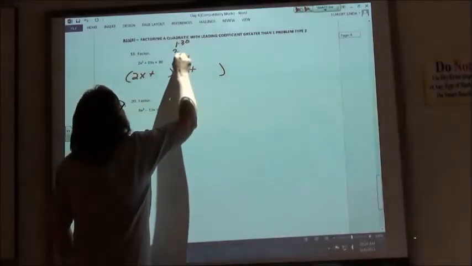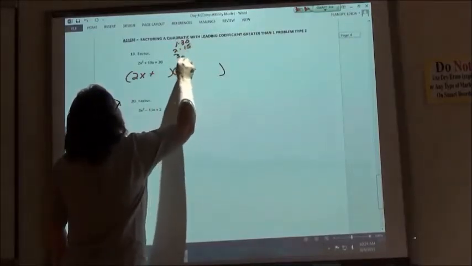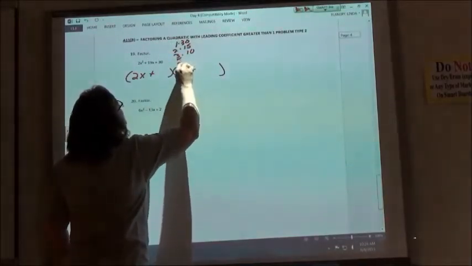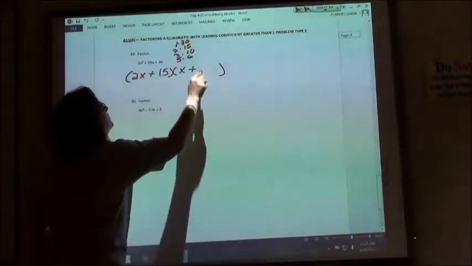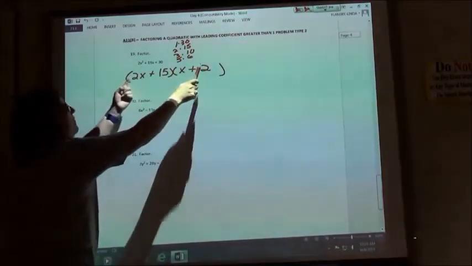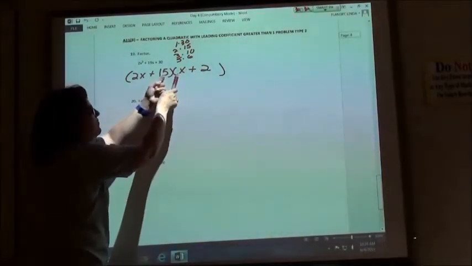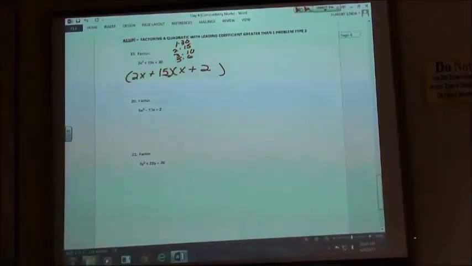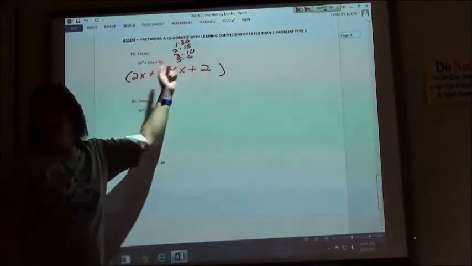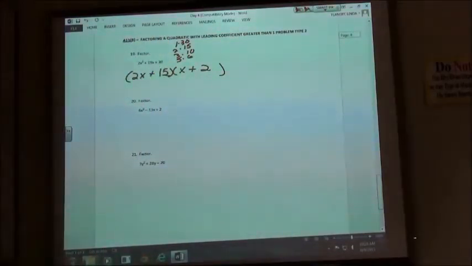1 and 30, 2 and 15, 3 and 10, 4 doesn't work, 5 and 6. So I want to find the right pair of factors that when I do the outside product plus the inside product, it adds up to the middle. You already have it figured out? Okay, what do we got? 2x plus 15, and then x plus 2. So if I check that, I get 4x for my outside product, 15x for my inside product, which sure enough adds up to 19. I probably would have gone through 5 and 6, 6 and 5, and worked my way up, but eventually I would have got there.